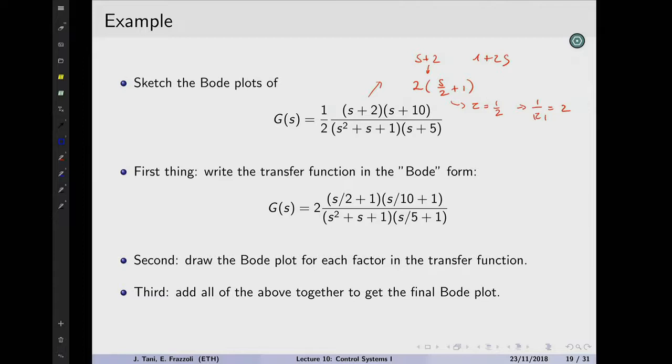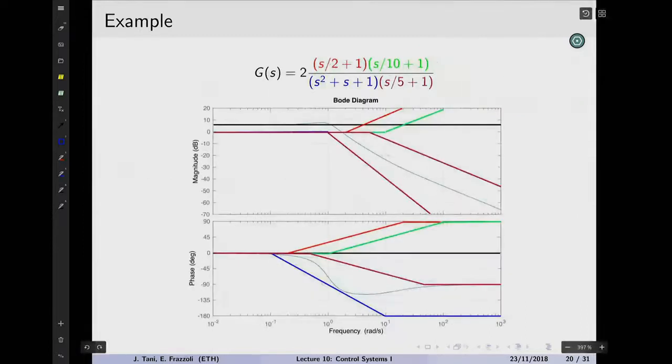Plug j omega in place of s, so you can calculate, if you want to do the math, the magnitudes and the phases. If you just remember by heart the rules that we've said, you don't even need to plug in j omega. Then you draw each factor, and then you sum everything up. And the nice thing about semi-logarithmic paper is that it aligns everything, so you just need to find the ranges of frequencies and add all you find. Let's look at a term at a time.